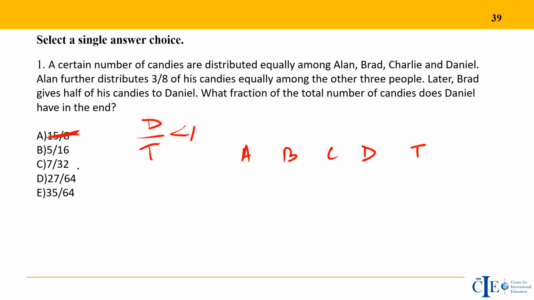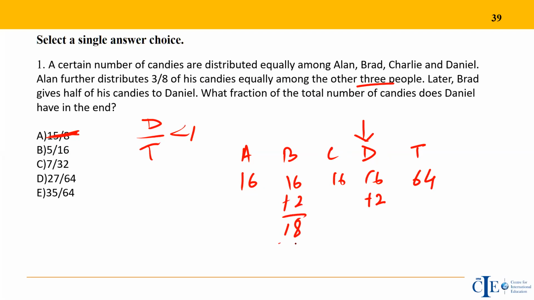Now 16, 32, 64 can all be blocked for 64. So let me take 64 as the total. They all have 16, 16, 16, and 16. All four have 16. Our concern is only D. We do not concern ourselves with the leftovers of A, B, and C. A distributes 3/8 equally among all three of them, which means each one gets 1/8. So D is going to get only 1/8 of A. 1/8 of 16 is 2, so he'll get 2. B will also get 2. That means B will be 18.